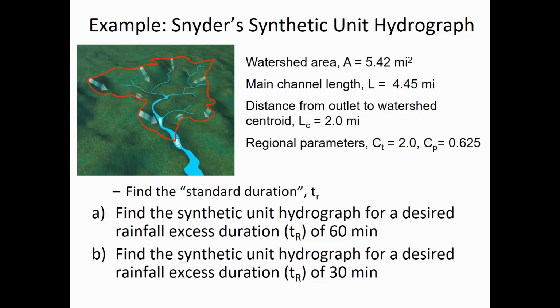So the Snyder synthetic unit hydrograph. What we had was some relatively large watershed with an area of 5.42 square miles. Main channel length is given, and so on. The process, I gave you a handout, right? So the handout had the step-by-step of what to do. I think the majority of you are getting pretty close to the end of that. What we are going to do is, first of all, find the synthetic unit hydrograph if you know your rainfall excess lasts an hour. And then what does the unit hydrograph look like if the storm duration is 30 minutes instead?